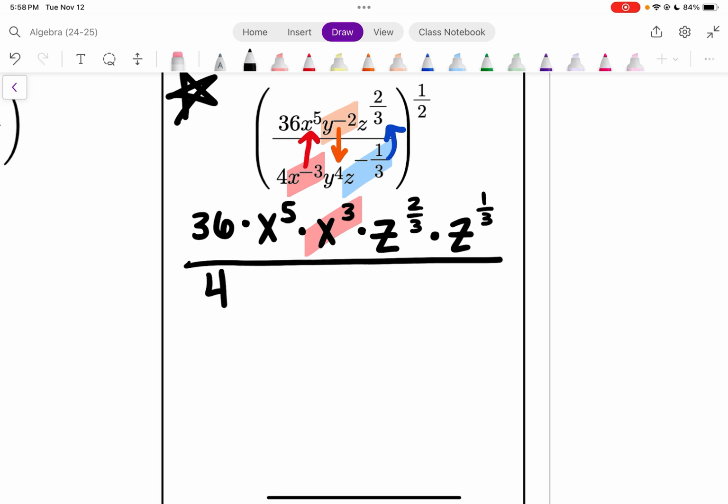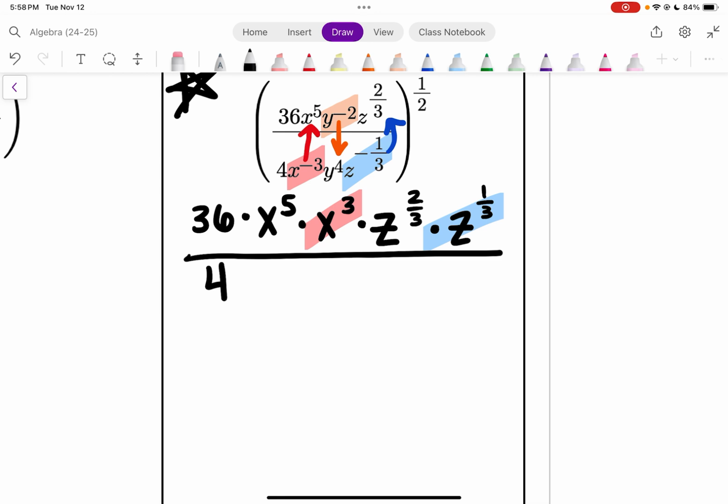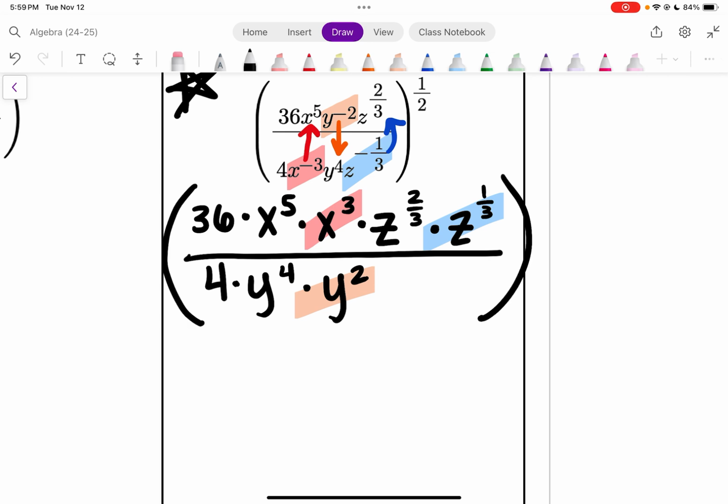4, I didn't touch it because it's not highlighted. I moved the x to the 3rd. It's upstairs now. It is not downstairs, so it's not there. Then I have y to the 4th, so times y to the 4th. I moved the y to the 2nd downstairs, so now it's y to the 2nd. Downstairs now. And that's it. Everything else is up in the numerator. So I have nothing else to write down except I have to bring my exponent and parentheses.